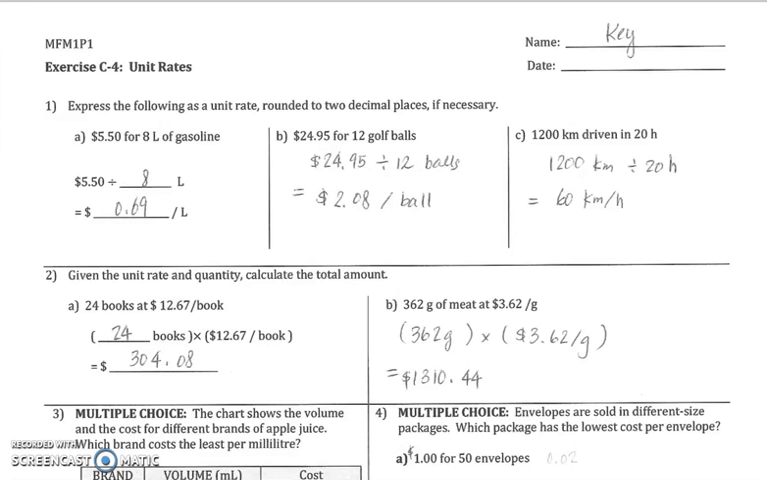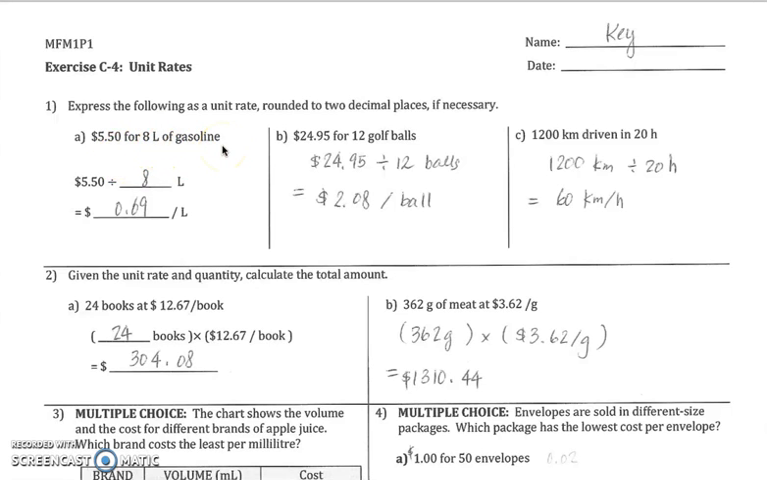Exercise C4. Unit rates. 1. Express the following as a unit rate, rounded to 2 decimal places if necessary. A. $5.50 for 8 liters of gasoline.